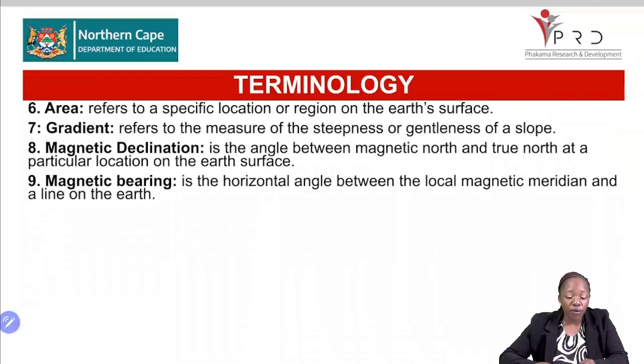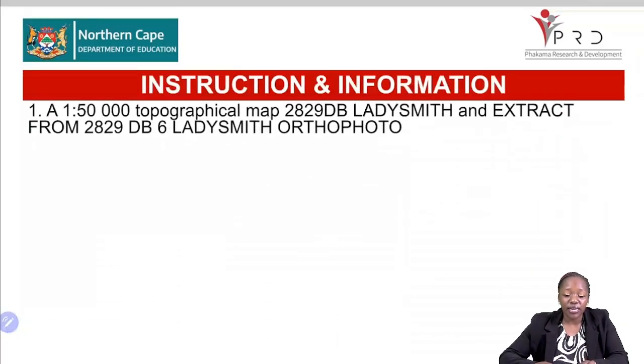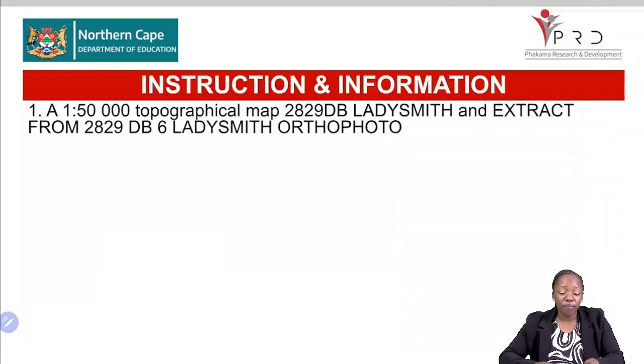Then we're looking at our next, which is the instruction as well as information. So remember, this is a section in your exam that you will find in question 3 always. So in that, you will be given the instruction as well as information. So number 1, what are we looking at? We are looking at the map that we are using.